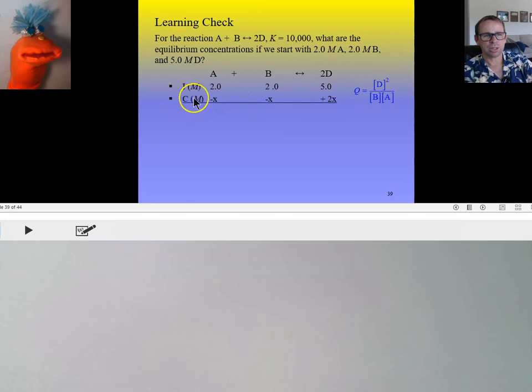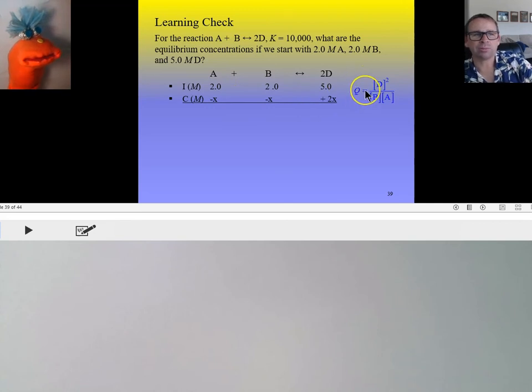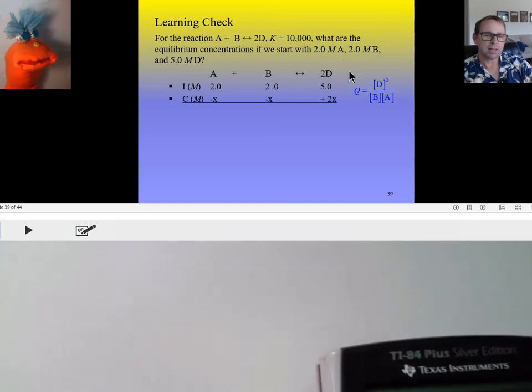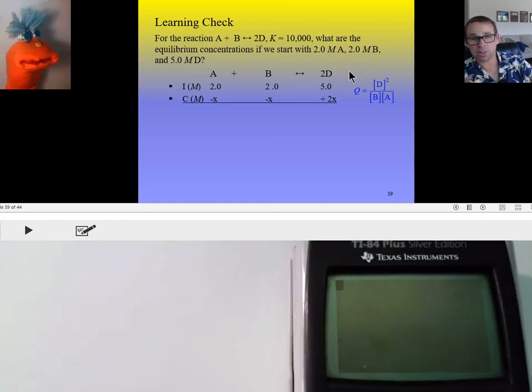C is the change, all right? Now we can look at this quotient and solve it and identify how the shift is going to occur. So what is the Q value? I can't remember what Q value is. Well, it's just the quotient, right? It's not necessarily the K value. These conditions, 2 molar, 2 molar, and 5 molar, might be at equilibrium, but it's probably not, right? But we can find out by putting those values in and finding out what the current quotient is.